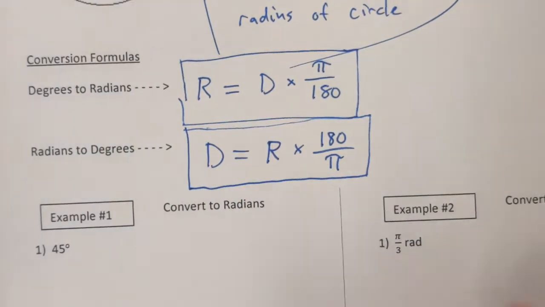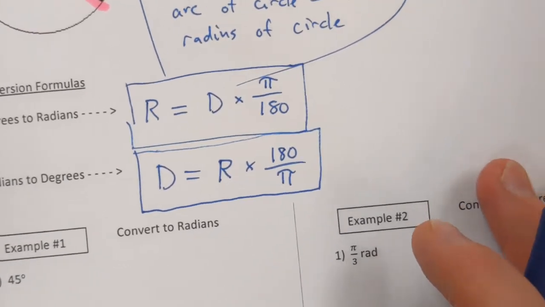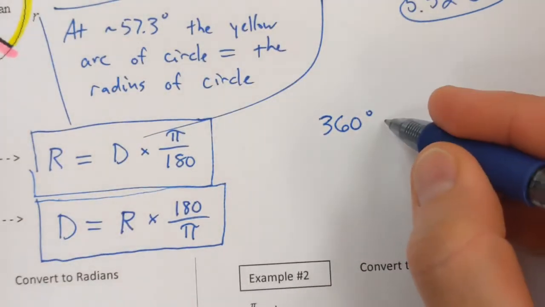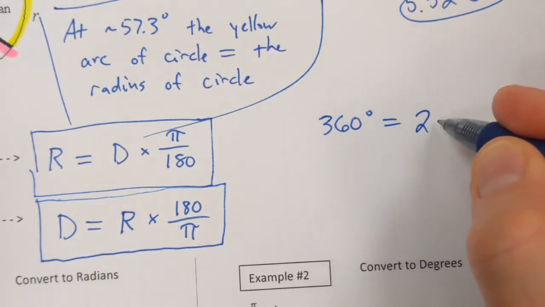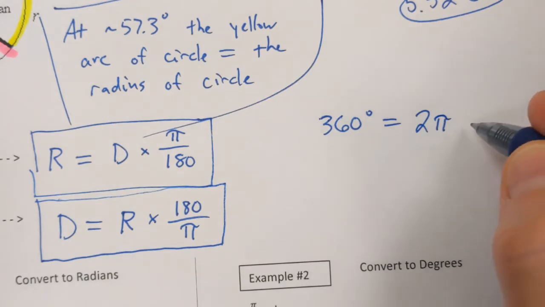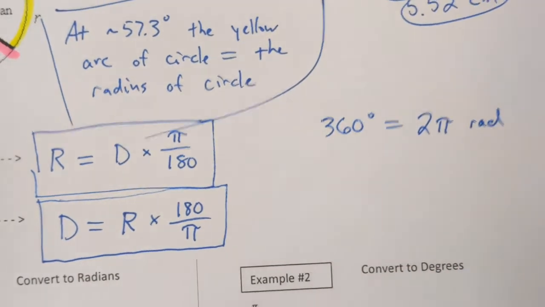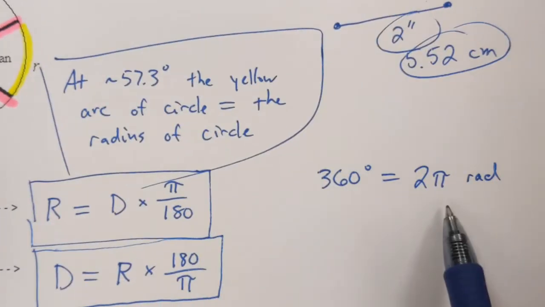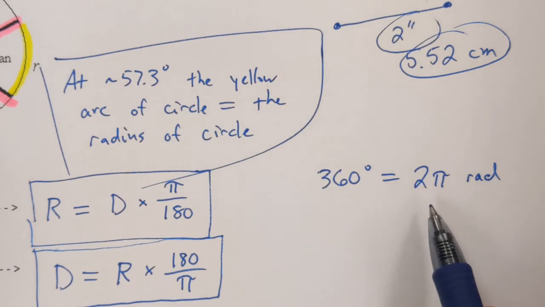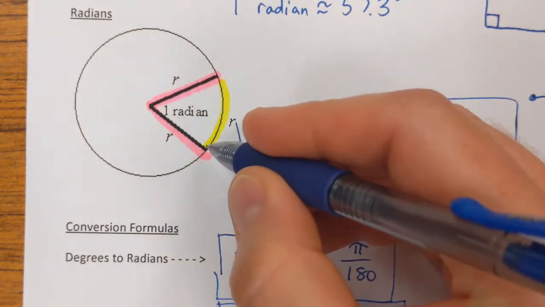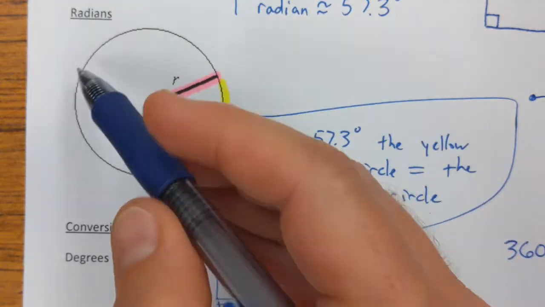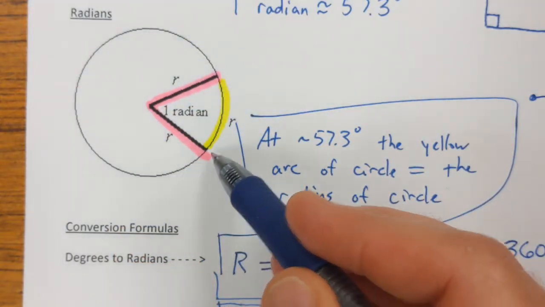And I'll show you one other thing you may want to take note of. A full circle, 360 degrees, is exactly equal to 2 pi radians. And you can abbreviate radians, RAD. In other words, pi is 3.14, so 2 pi would be about 6.28. You could fit 6.28 of these yellow lines inside this full circle. It's a little bit more than 6.